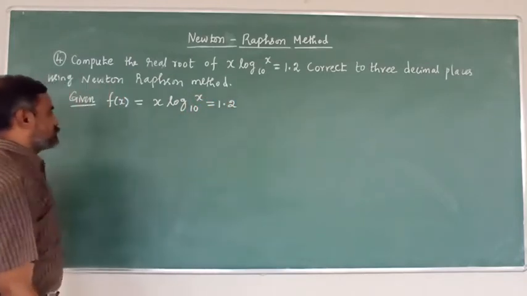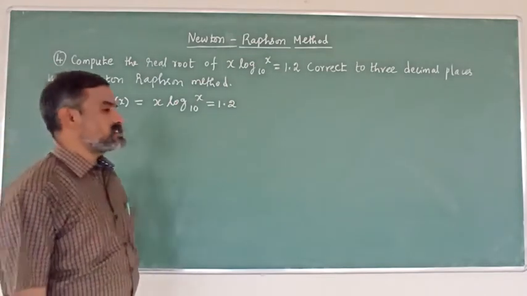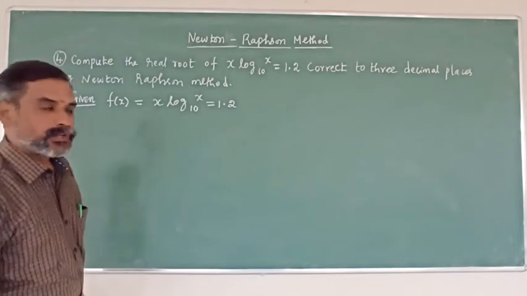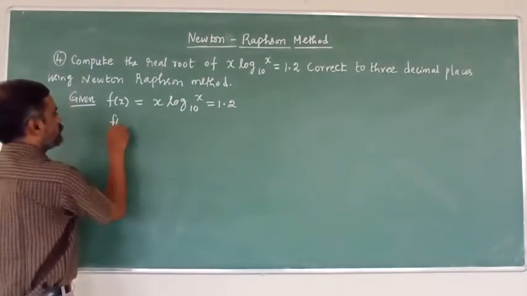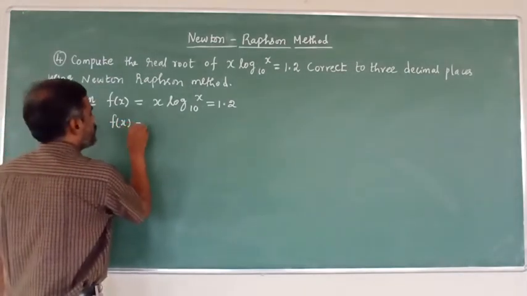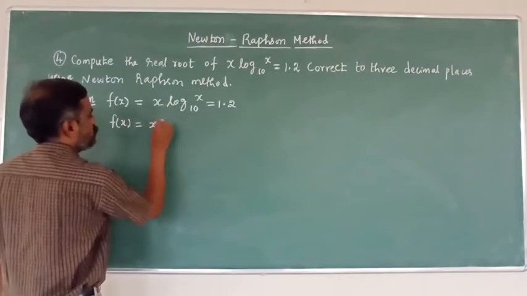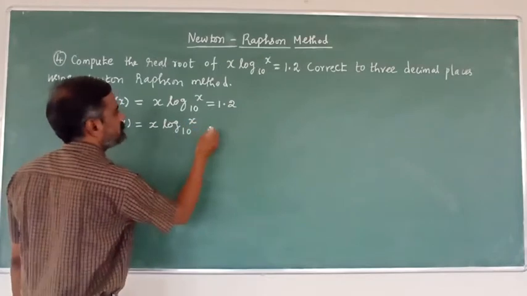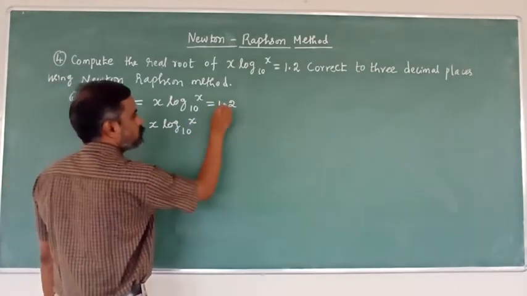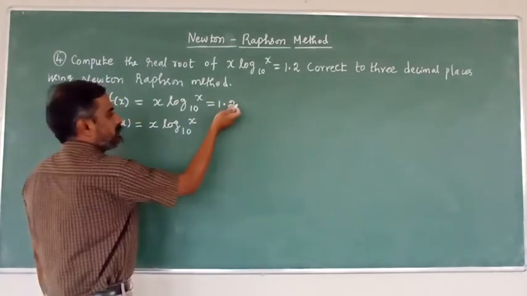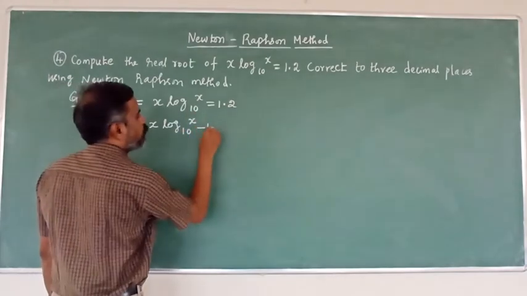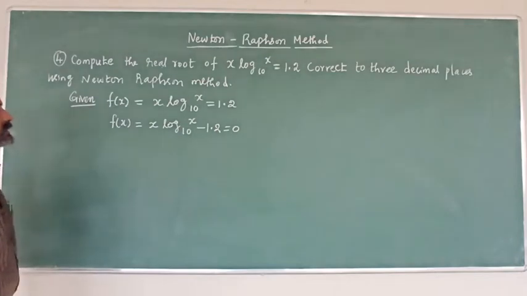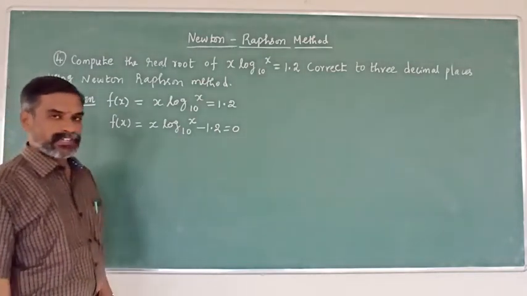Now the given f(x) we have to change into f(x) = 0. For that we have to rearrange the equation: x log₁₀ x = 1.2. We can take this side, so minus 1.2 equal to 0. This is the f(x) formula.